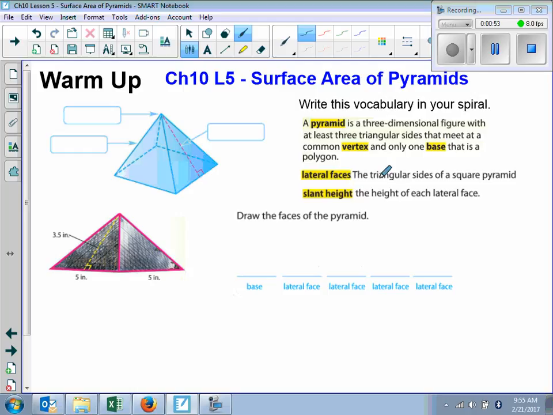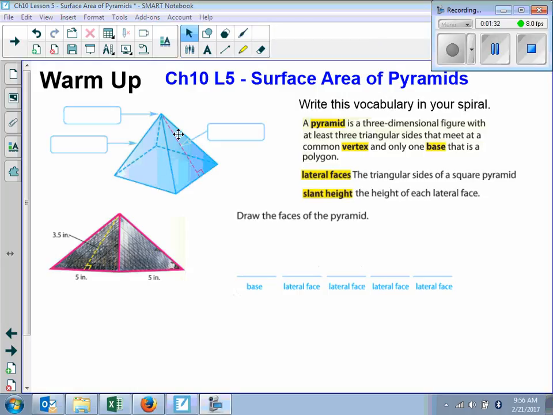Now the lateral faces are the triangular sides of the pyramid. So here is a lateral face. This front one is a lateral face. We've got one in the back here, and then we've got another one back there. Those are the lateral faces. And the slant height is the height of each of those lateral faces. You see this dotted line, remember, it drops down to a right angle. That gives me the height of that lateral triangle face.